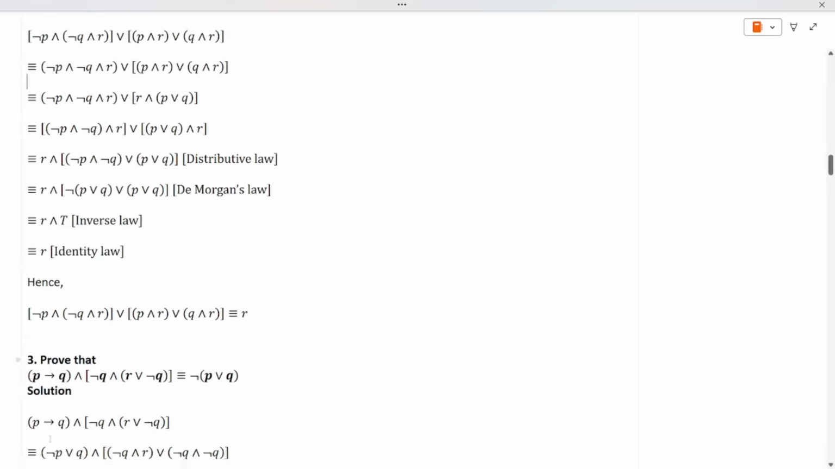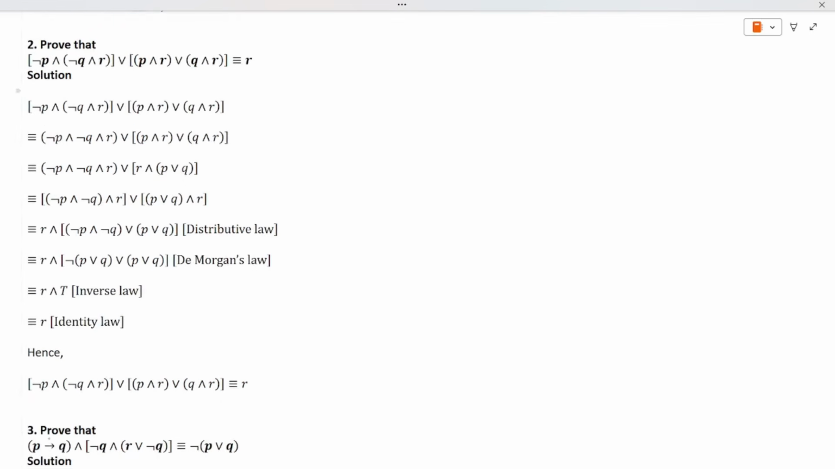Next question, you can see here: negation P and negation Q and R, you have to prove it as R. Now you will apply distributive, De Morgan's, inverse and identity law, and R and tautology is R only, so you proved that it is R.